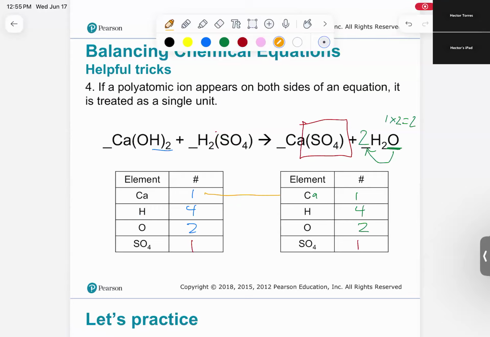And now, if we double check how many we have on each side, we can see that they all match up. So our equation is balanced. So that's one really good tip. I really like this one because spreading out the polyatomics gets confusing, but if you keep it all together, then it's not as bad. Although, if that is confusing to you and you want to separate them, that's just fine.